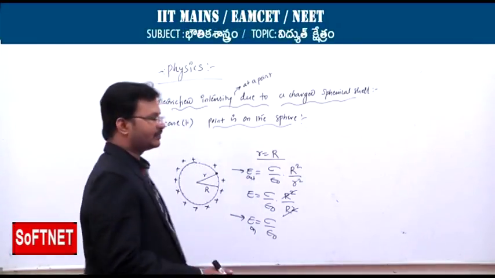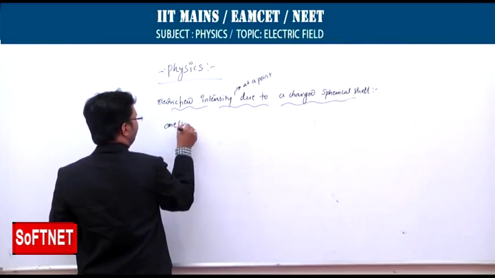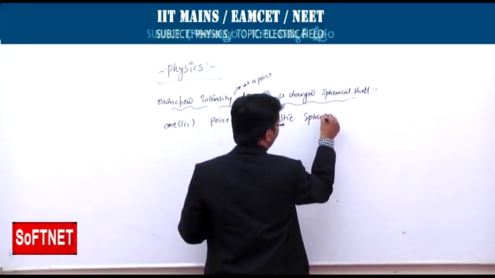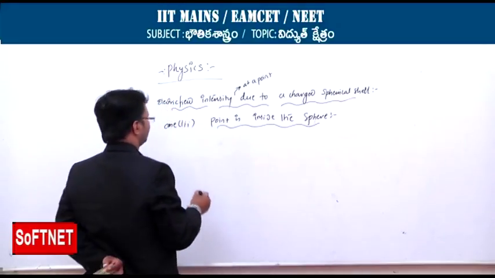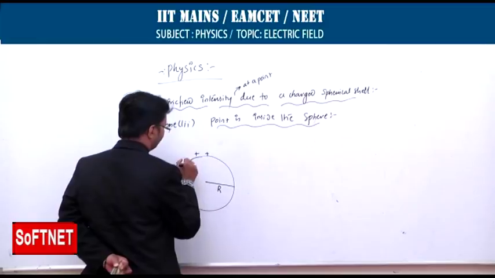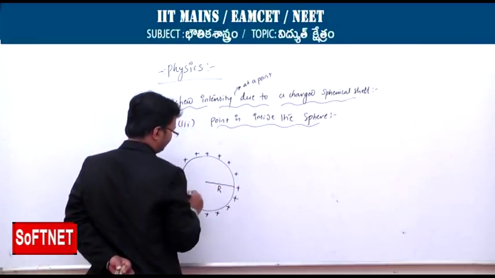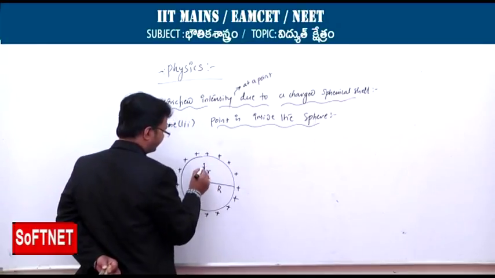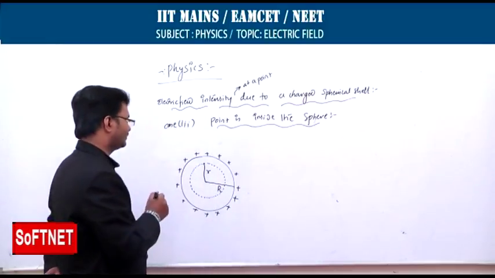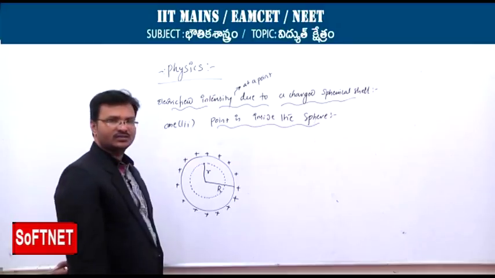If the point is existing inside the sphere, then what is the electric field intensity? Third case: the point is inside the sphere. This is the sphere of radius capital R. The point is here, at a distance, take it as small r. Construct a Gaussian surface. This is the Gaussian surface. But charges exist only on the sphere. Inside the shell, there are no charges.